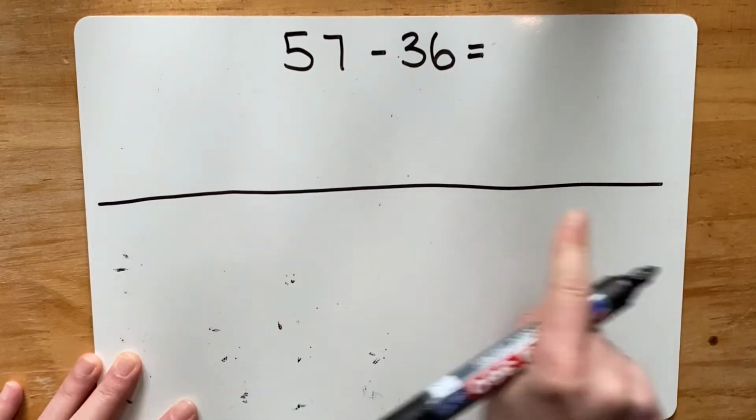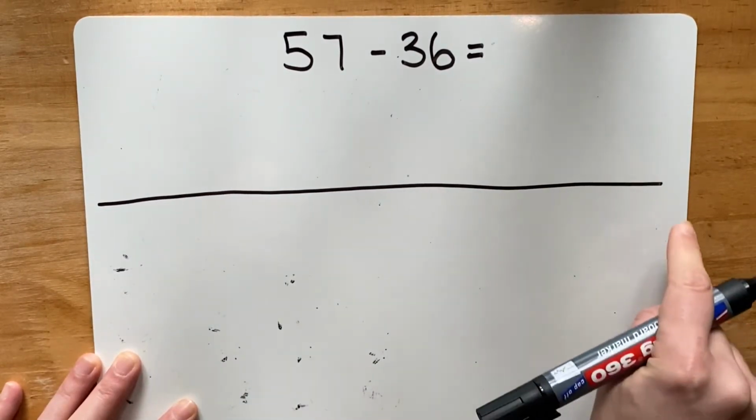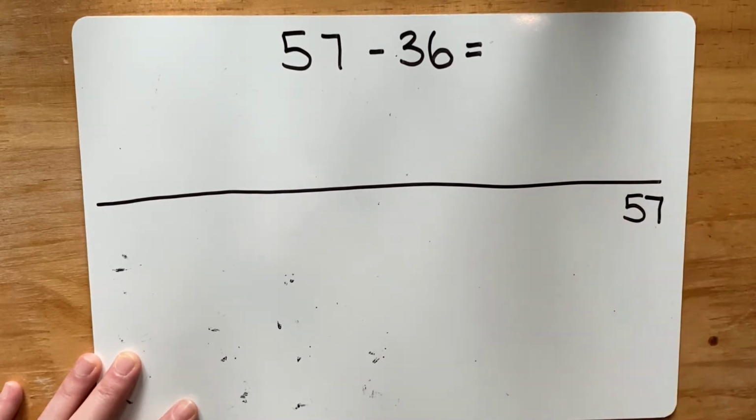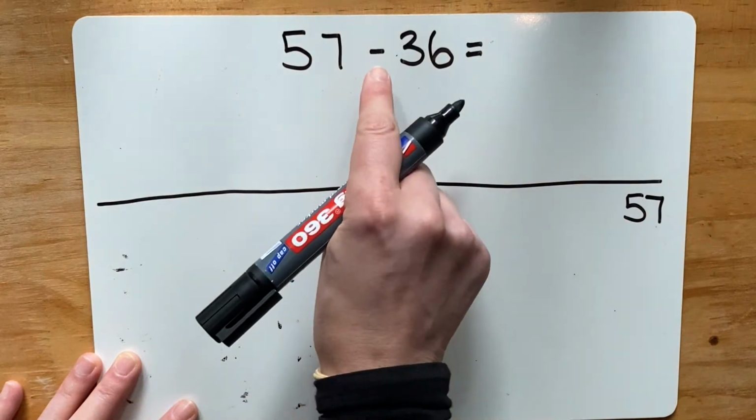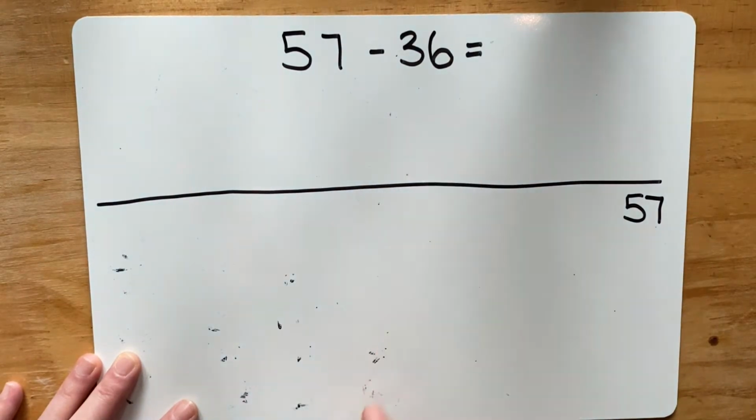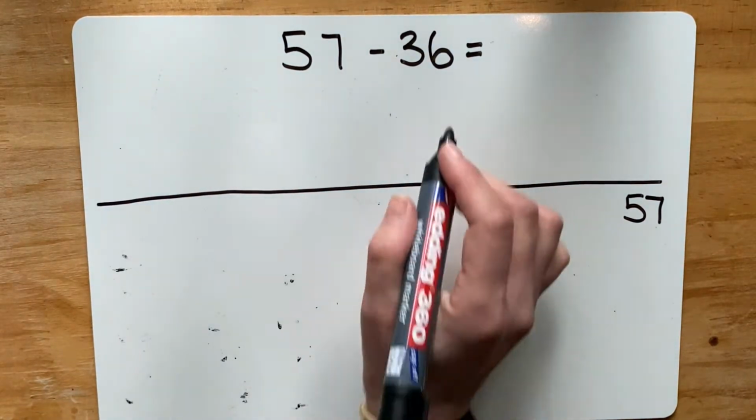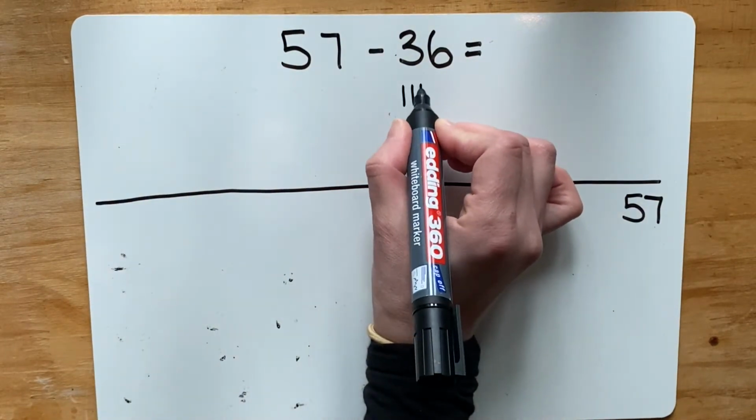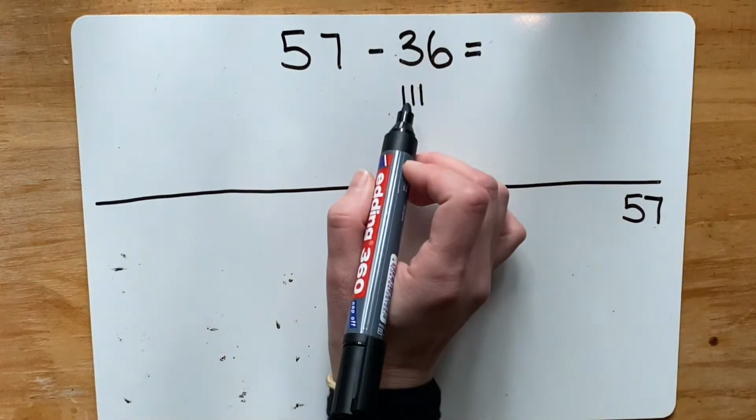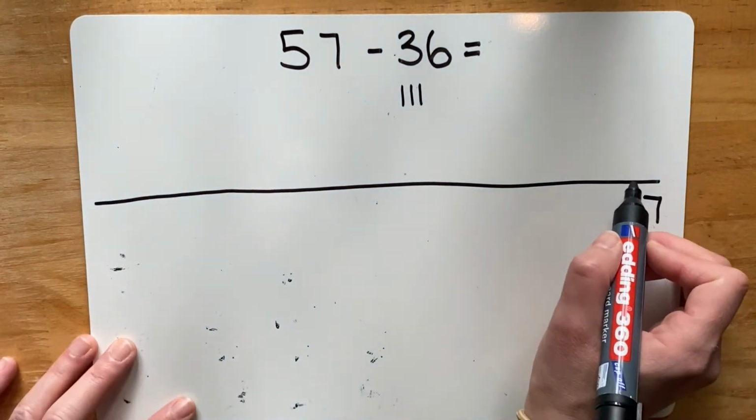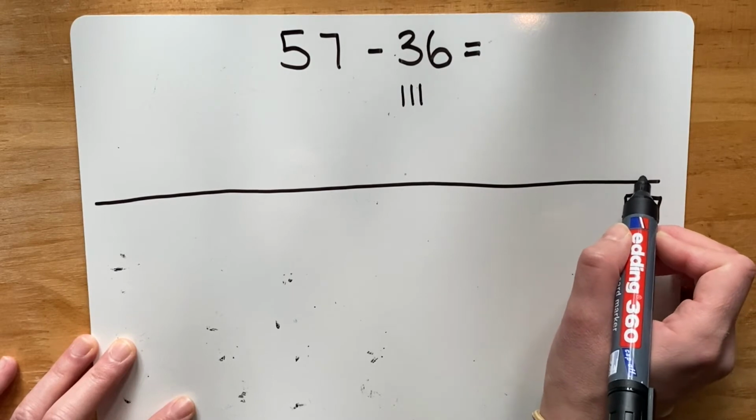The left or the right? It's going to go on the right side. 57. Take away 36. So how many 10s are there in 36? There are 3 10s. 10, 20, 30. So we're going to do 3 jumps of 10 backwards.